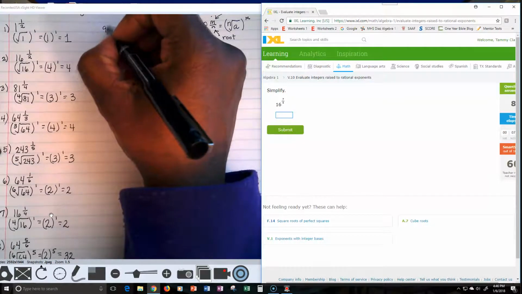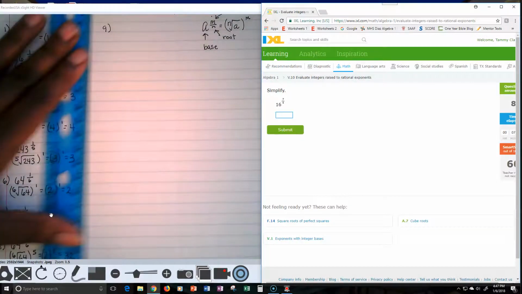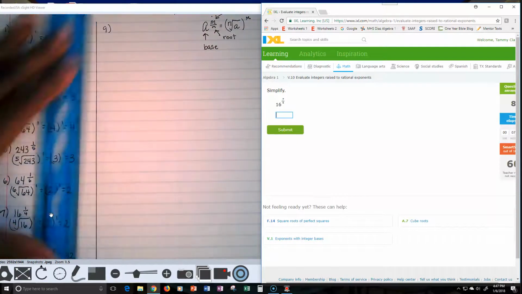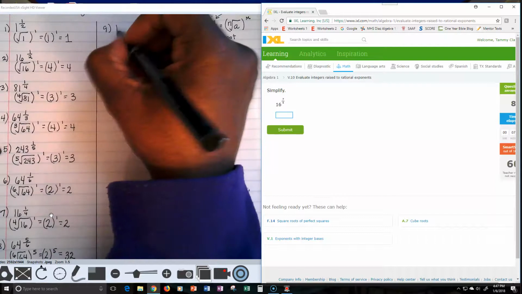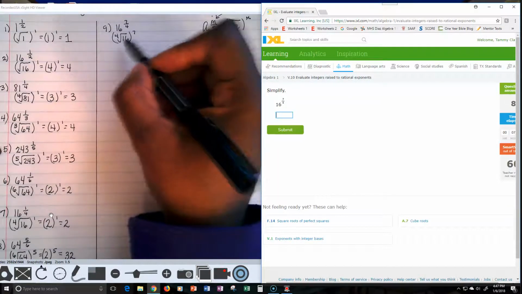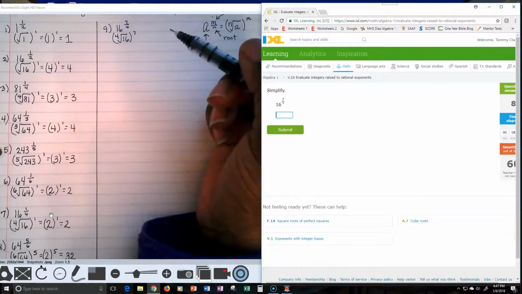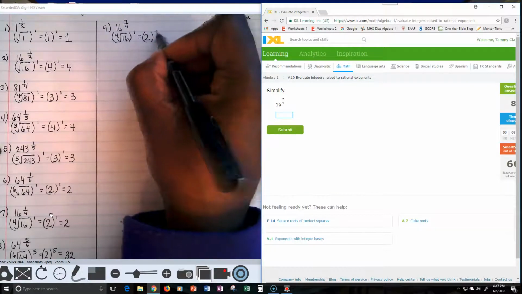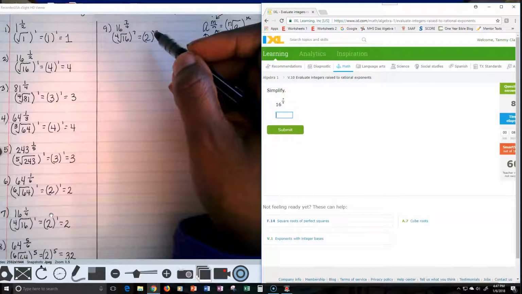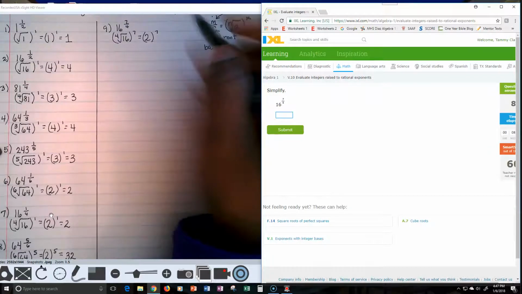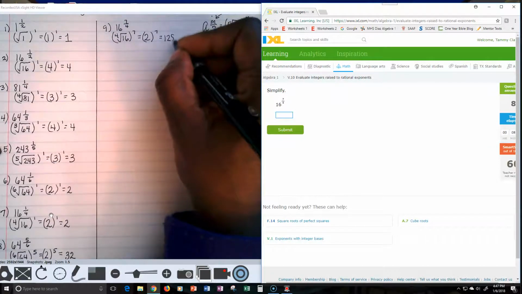Number 9. 16 to the 7/4 power. We're going to take the 4th root of 16, take that result and raise it to the 7th power. So the 4th root of 16, what number 4 times gives us 16? Well, that's 2. And then we're going to take 2 and raise it to the 7th power. Well, we know 2 to the 6th power is 64. So 2 to the 7th power is 128.